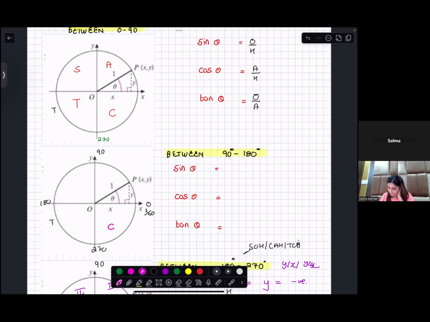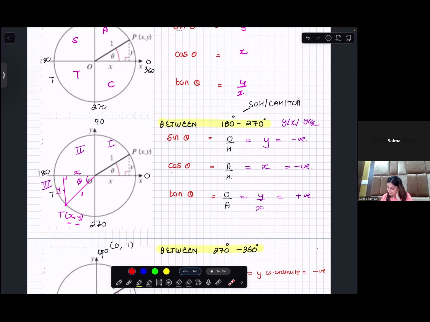So this is CAST. In your second quadrant, your sign would be positive. Only the sign would be positive. If you see, only the y coordinate is positive, x is negative. So this is always the y, this is x, and this is y by x. So sign is positive, x is negative.